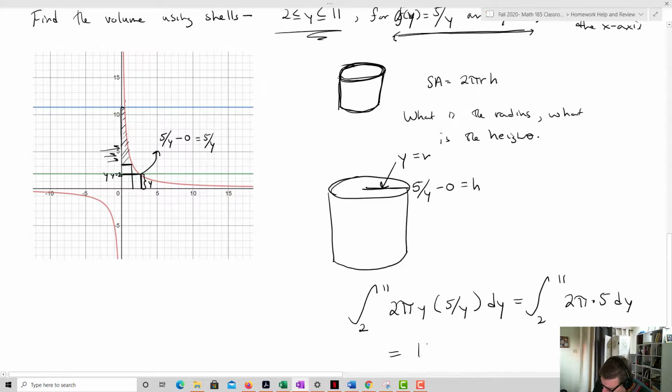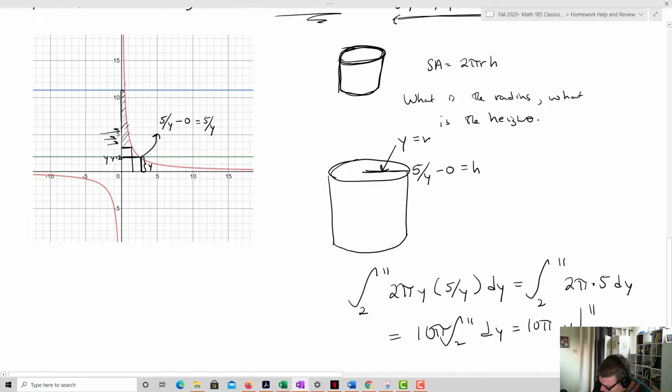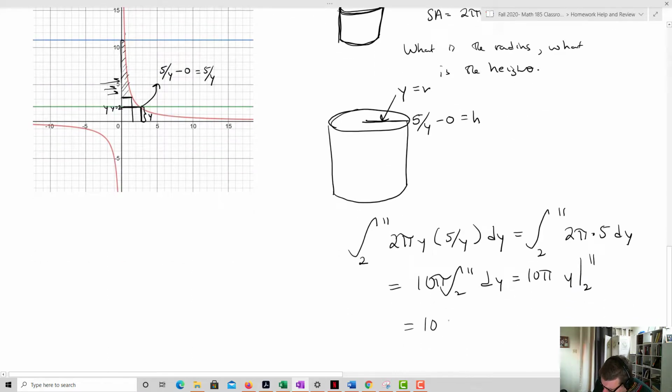So that equals 10 pi times the integral from 2 to 11 of dy, which ends up equaling 10 pi times y integrated from 2 to 11. That'll be 10 pi times 9, which is 90 pi. And that is your volume.